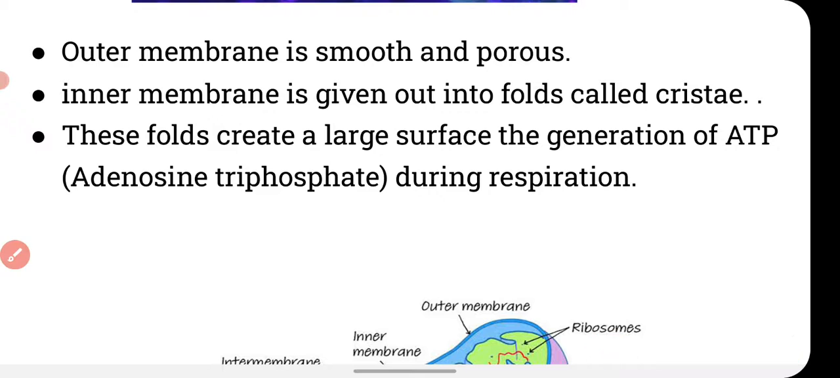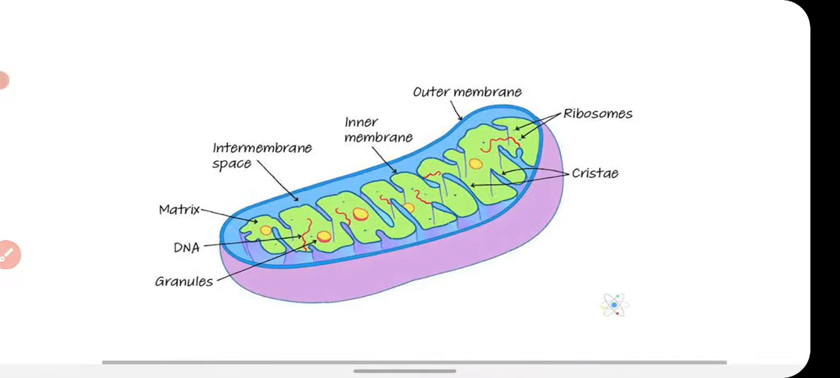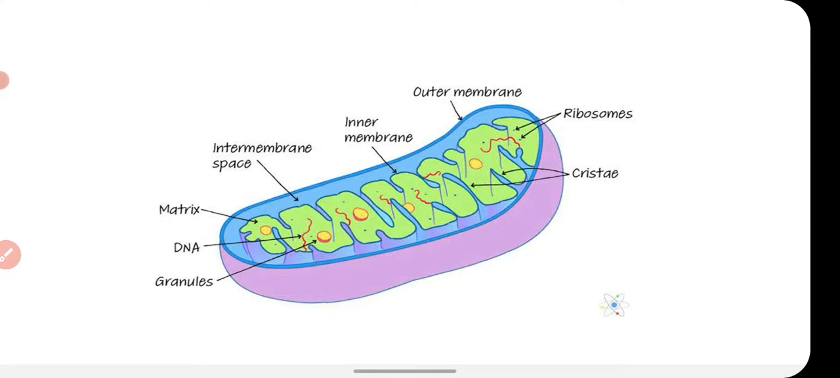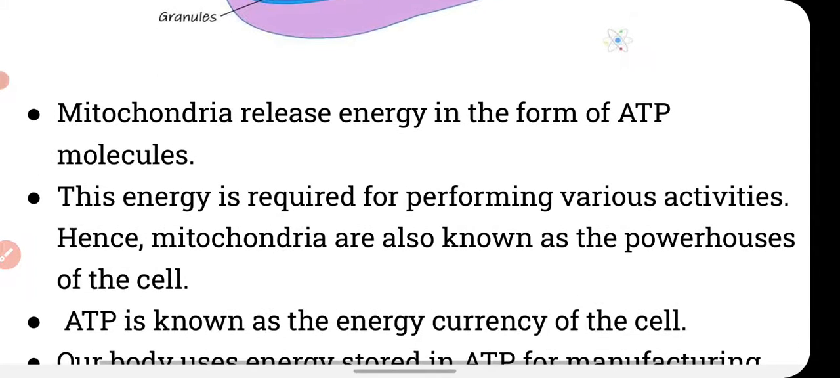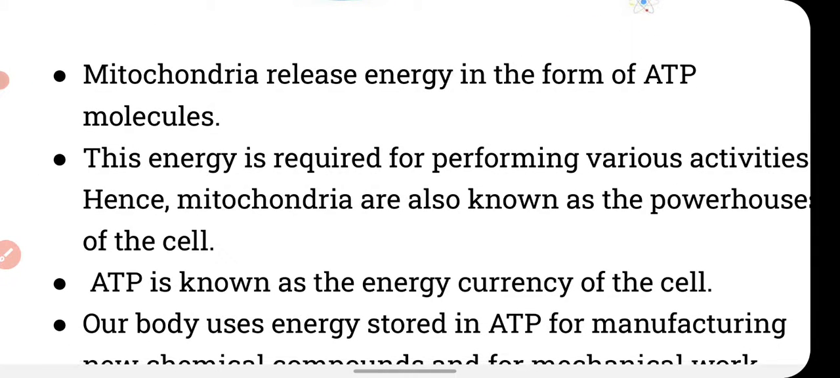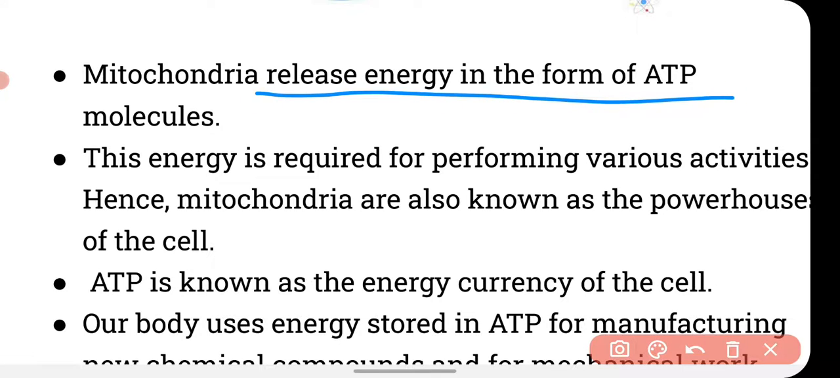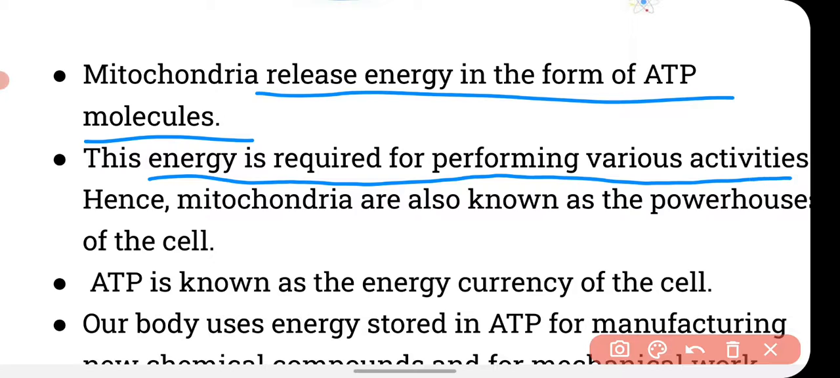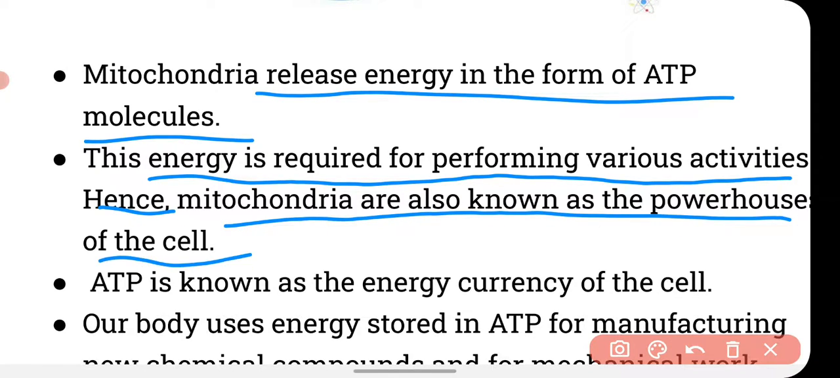The mitochondria is the site of respiration, and as you know, respiration is the process in the living cell which produces energy. So the mitochondria release the energy in the form of ATP molecules, and this energy is required for performing various activities. That's why the mitochondria are also known as the powerhouse of the cell.